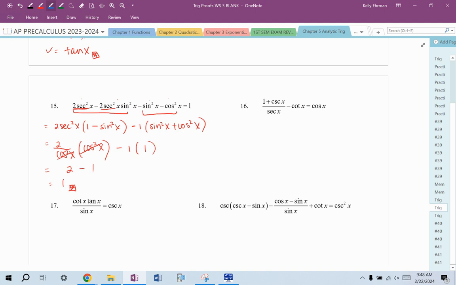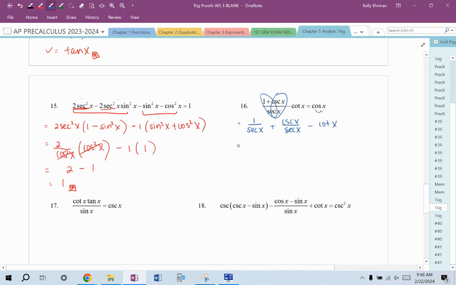For the next one, I see a fraction that I can use Hart method on. Anytime you have multiple terms added or subtracted in the top and one single term on the bottom, the Hart method is usually the easiest way to go. So what that means is 1 over secant x plus cosecant x over secant x minus cotangent x.